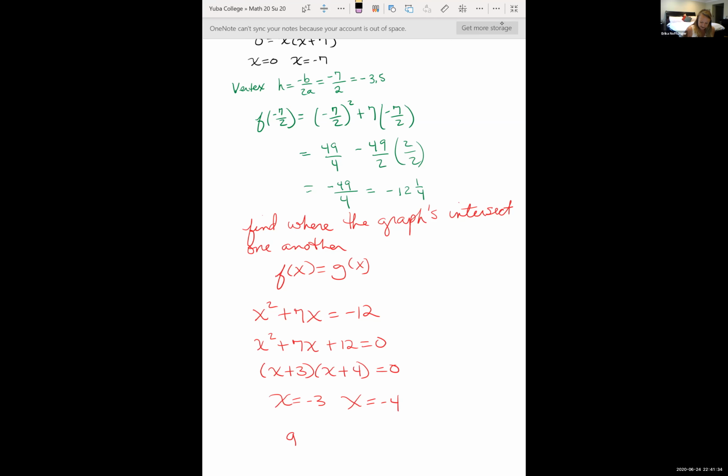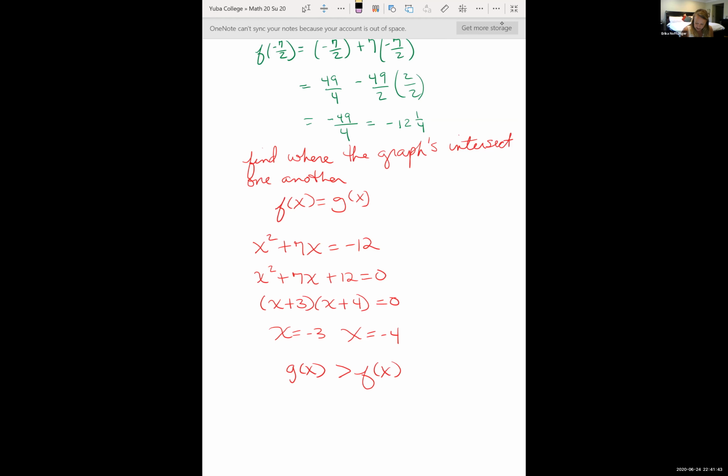So g of x is bigger than f of x, or -4 is less than x is less than -3. Or another way to say this is -4 with parentheses on that, comma -3 parentheses.